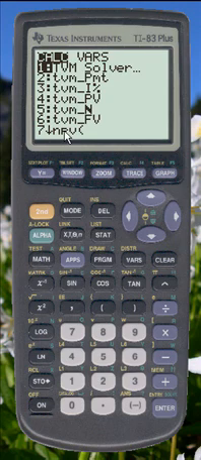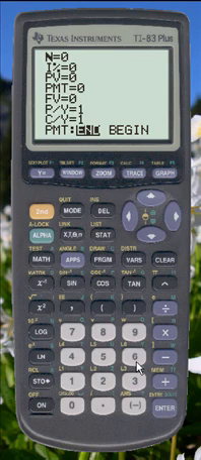There are lots of options here, but the one that I find most useful is the TVM Solver. So since that's highlighted, I'm going to go ahead and click Enter. Now what this is going to do is essentially be able to calculate annuities and amortization problems.